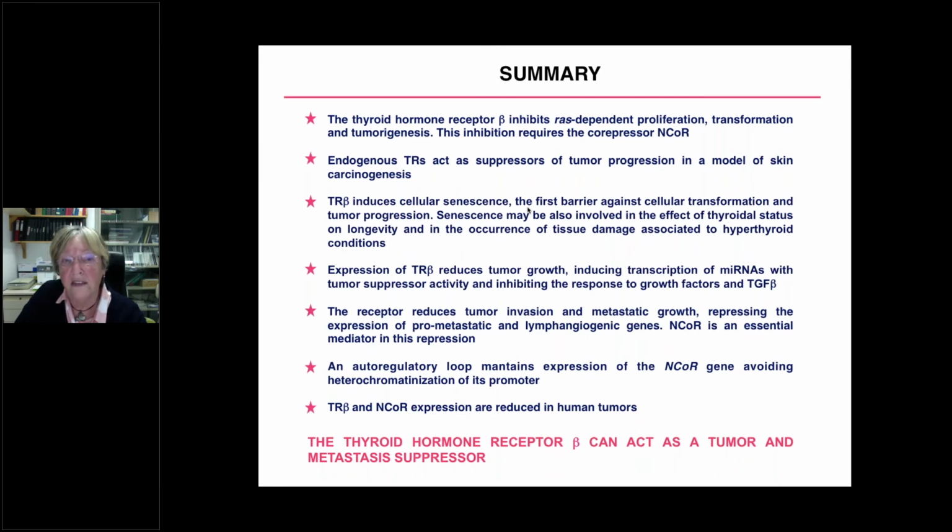But we think that this induction of senescence may also be involved in well-known effects of the thyroidal status on longevity, and also in the occurrence of tissue damage that is associated with hyperthyroid conditions. We have also seen that expression of TR-beta reduces tumor growth, inducing transcription of microRNAs with tumor suppressor activity and inhibiting the response to growth factors and TGF-beta.